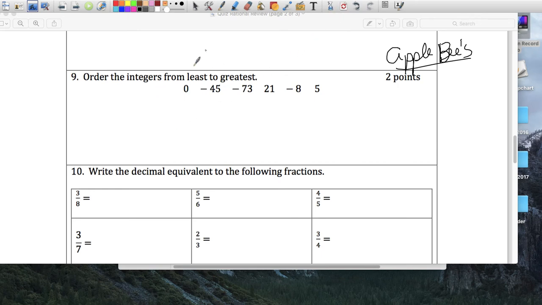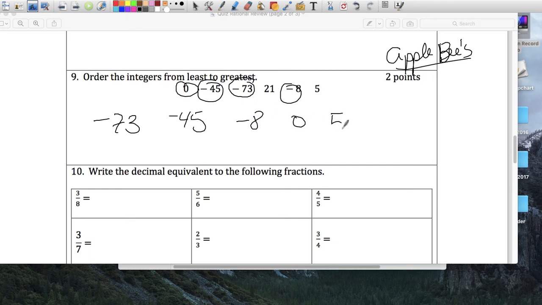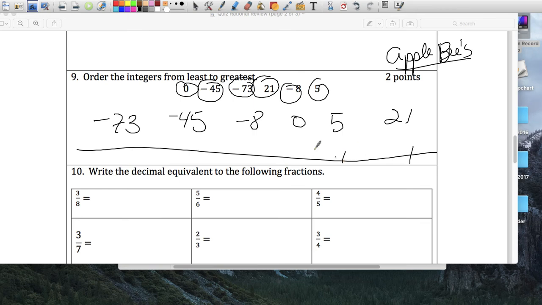Least to greatest. Okay, the smallest number is negative 73. Then comes negative 45. Then negative 8. Then 0. Then 5. And then 21. And that makes sense because if that was a number line, that's where they would be. Like I said, the number to your left is the smallest, second smallest, and it keeps growing as you go to the right. So that is your order from least to greatest.